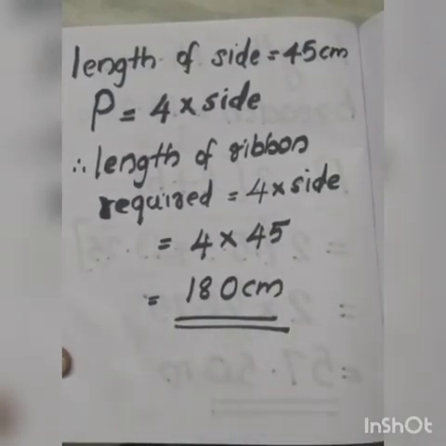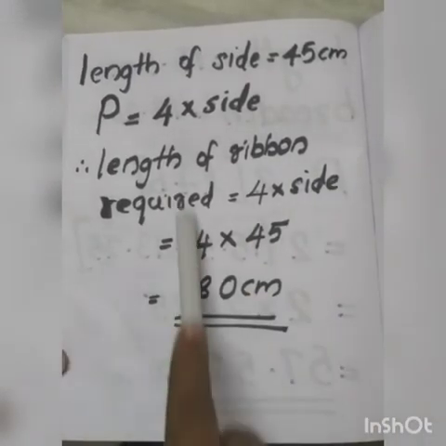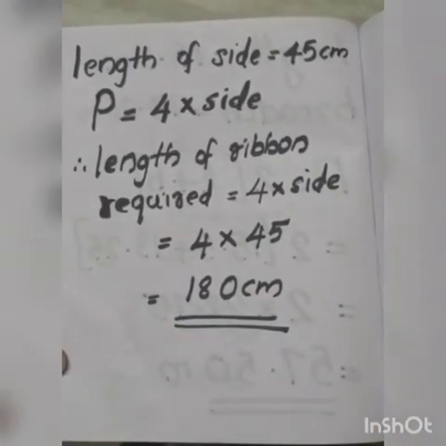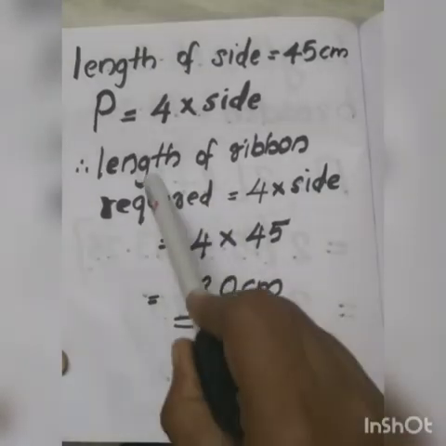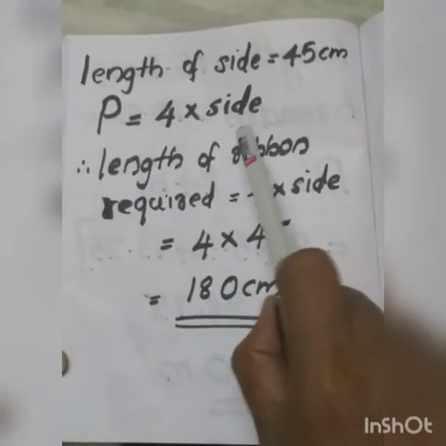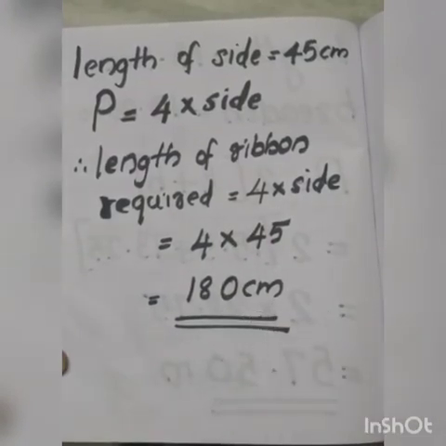So once again, we are pasting the ribbon only on the boundary distance, not everywhere, isn't it? We are pasting the ribbon on the boundary. So we need what? Perimeter of the shape. And what is the shape given? Square. So first we found the perimeter of the painting. The painting is in square shape, so we found the perimeter of the square, that is 4 into side. So that much length of the ribbon is required. So 180 centimeter.